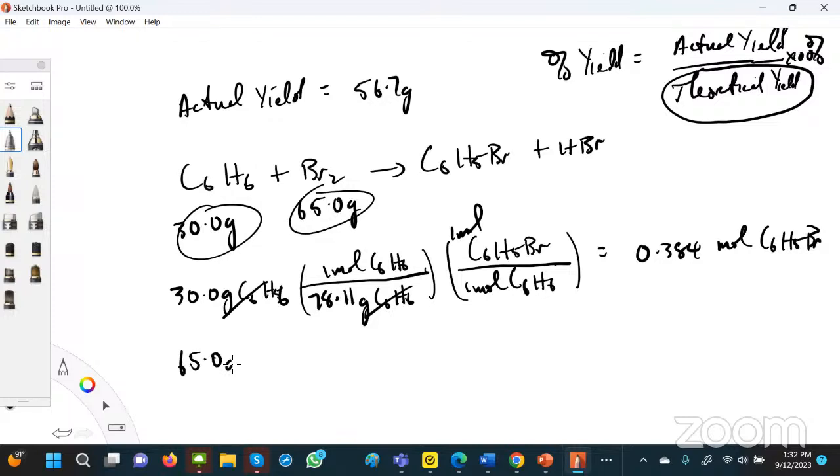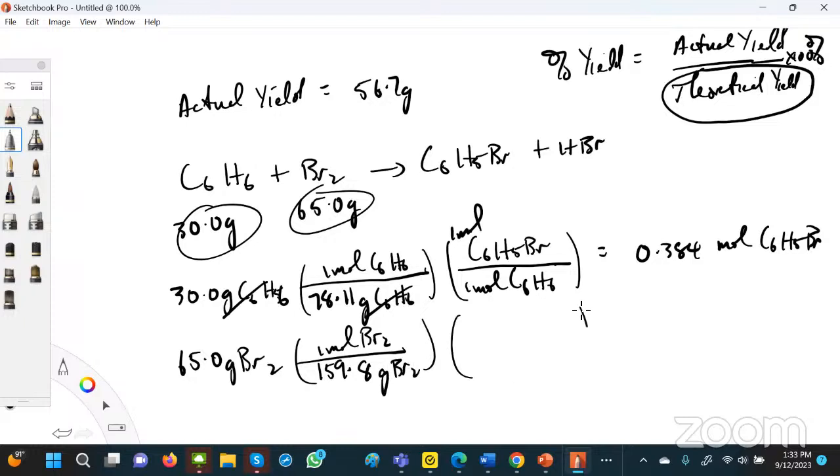Okay, so 65.0 grams of bromine. We convert to moles. So you're going to have 1 mole of Br2, and down here we're going to have the molar mass. So what's the molar mass of bromine multiplied by 2? I can't see it from here. Can somebody tell me what's the molar mass of Br2? Somebody with a periodic table. 159.8? Okay, I'll take your word for it.